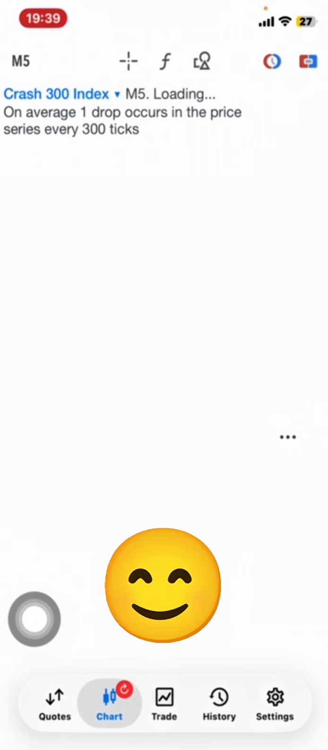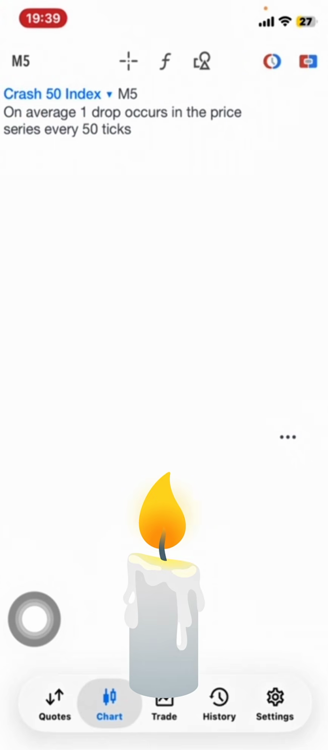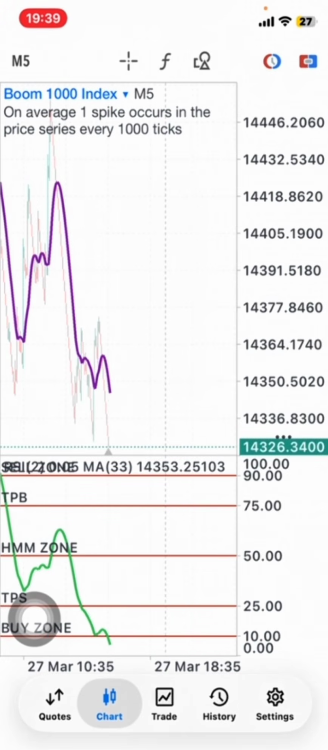Please, my chart is loading. I want to check on Crash 300. Let me check on Crash 500. When you are trading against spike, always take 10 candles before you execute your trade. Since my network is a bit wild, you will continue to take your trade.